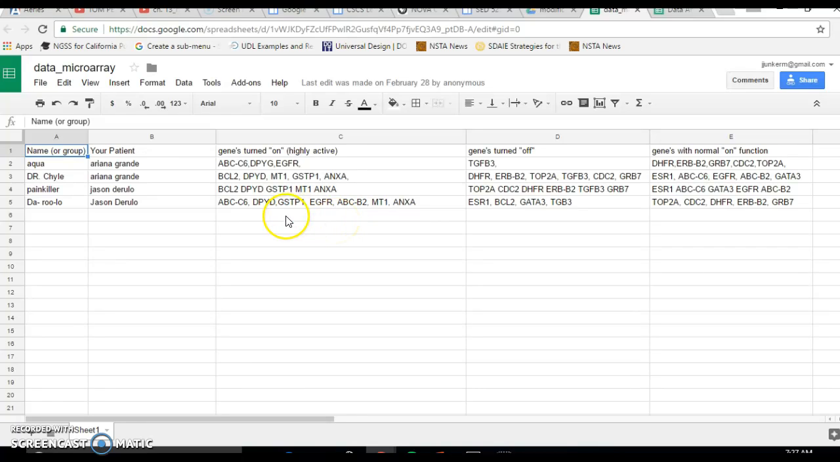Just case in point, these are the results for the traditional NOVA. One example might be this right here. Both of these teams investigated Jason Derulo as their patient. One group identified his BCL2 gene as on, while this group did not. Now, this is the beginning of a good discussion on quality data, making sense of data.